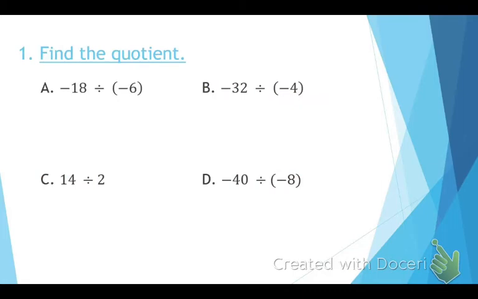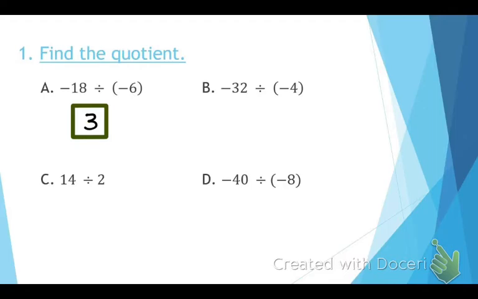First one, Ariana, negative 18 divided by negative 6. How many negative numbers are there? 2. The number 2 is even, so is my answer going to be positive or negative? Positive. It is going to be positive, so what's the answer? Positive 3. Positive 3 is correct. Remember, go ahead and box in that answer directly underneath the problem.